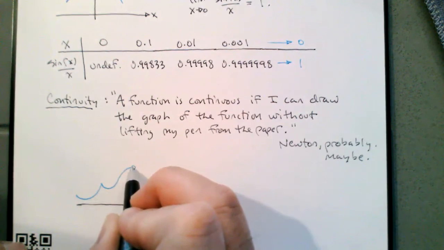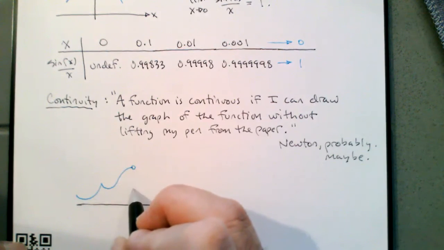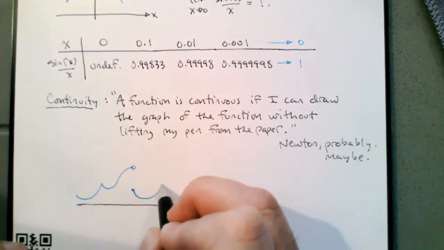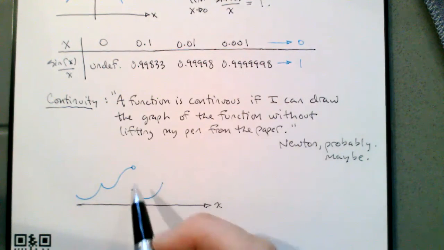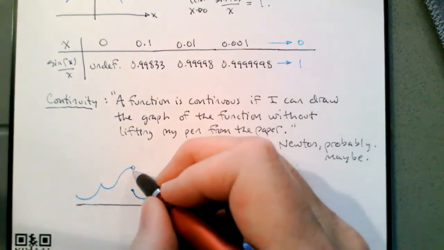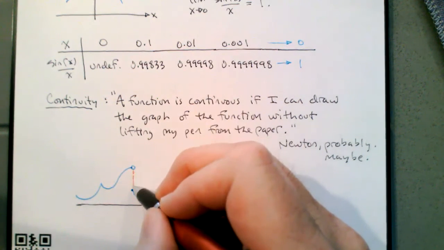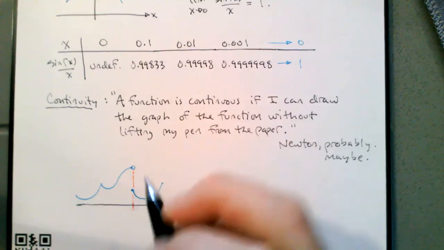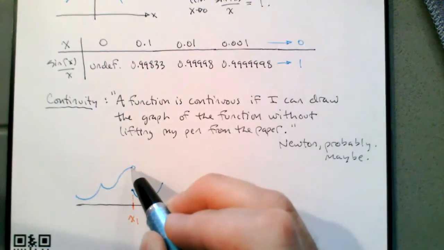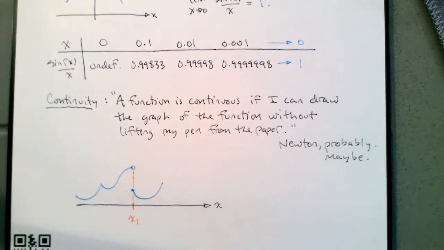But now if I stop drawing the function here, and then pick up the function down here and continue to draw, so here's a point where the function is discontinuous. I'll call that, say, x1. My function is discontinuous at x1 because I had to lift my pen up to draw the function down here.